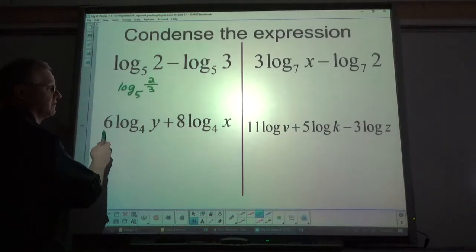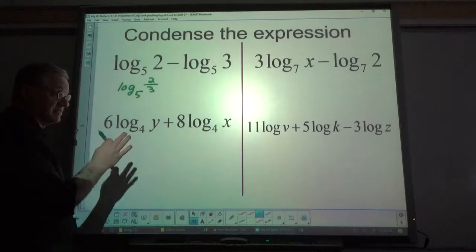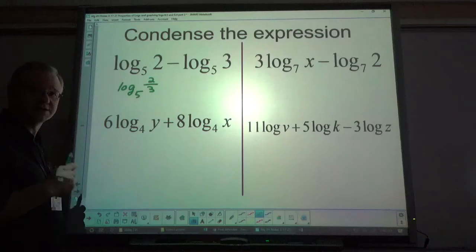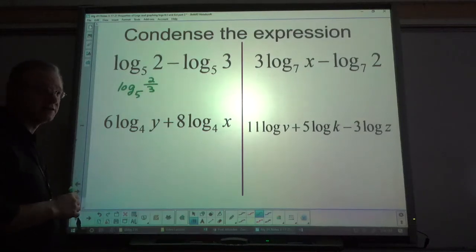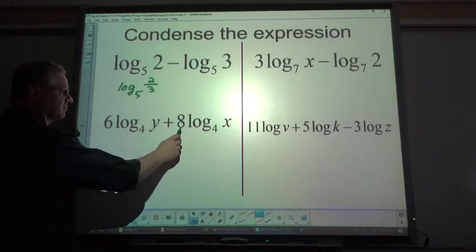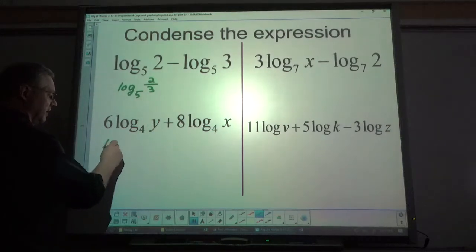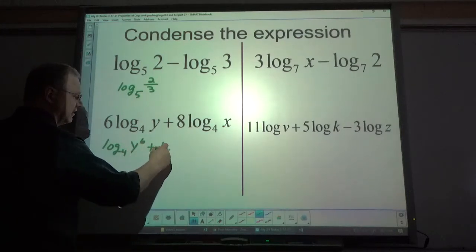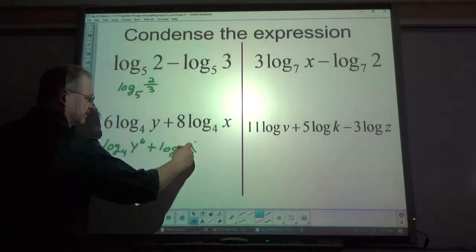I'm going to do this one next, the power. And as I said before, if you think you get it, try it on your own and see how I do it after you've paused it. The multiplier becomes the exponent. So log base 4 of y to the 6 plus log base 4 of x to the 8.